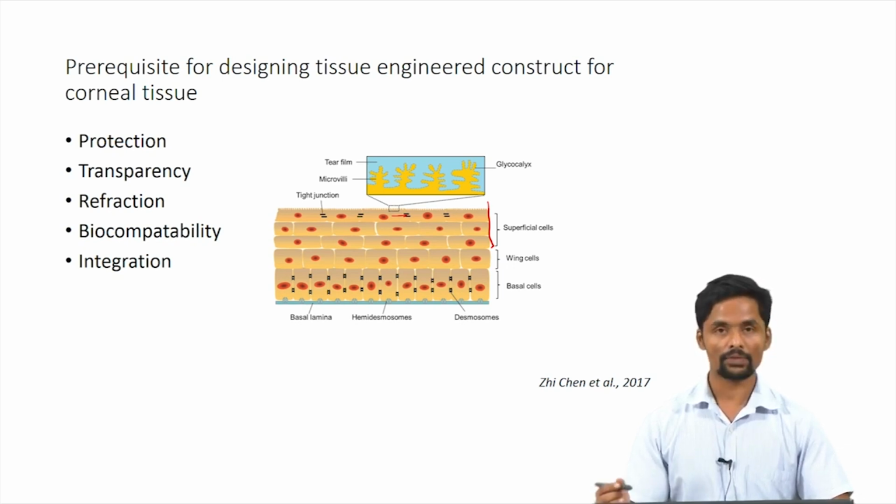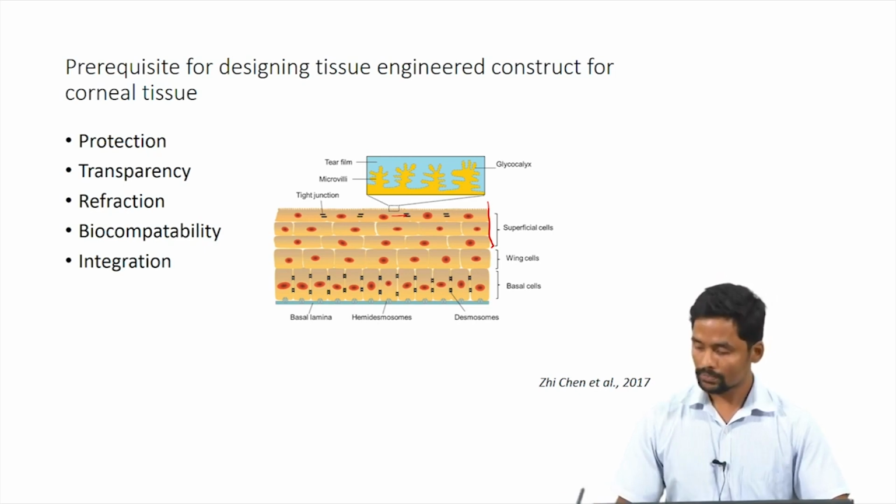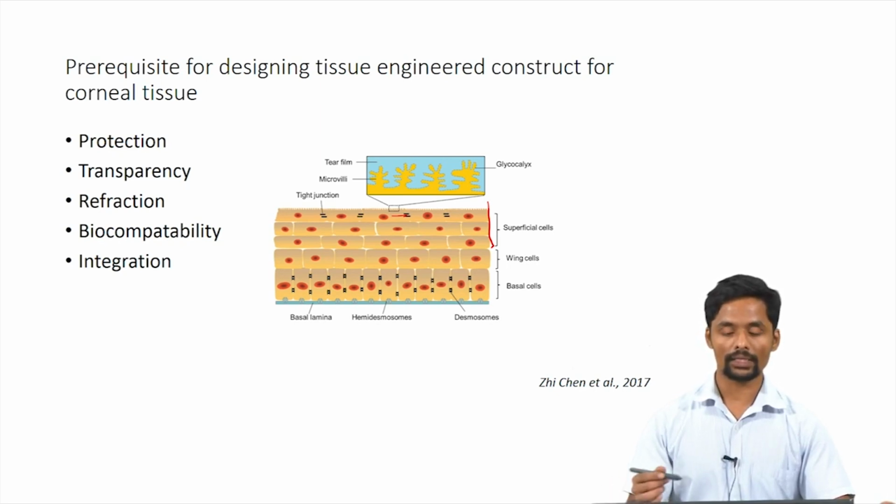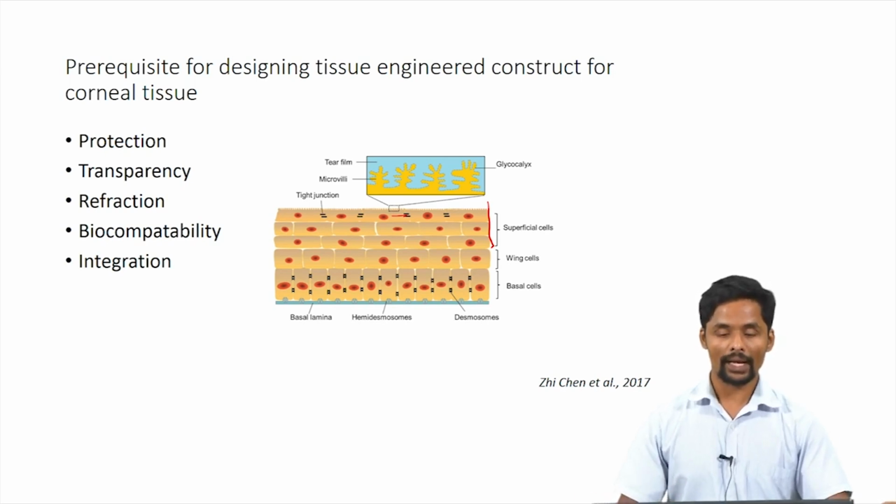The next prerequisite is transparency. As we know, the cornea is transparent in nature. The transparency of the cornea is maintained by the hydration level of the stromal layer. The excess water in the stromal layer is removed by the bottom endothelium layer using the metabolic pump, and thereby it maintains the transparency of the cornea. Hence, the tissue engineering construct must have the required transparency.